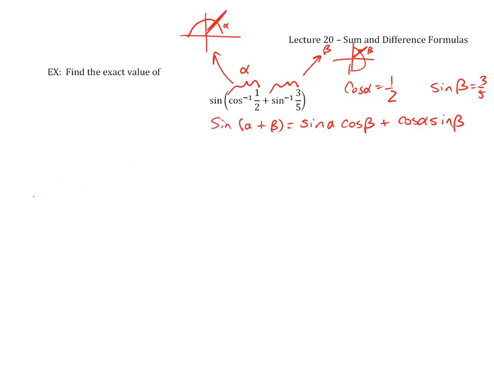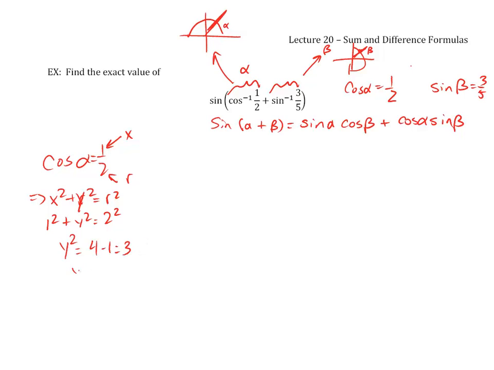Well, we go back and use the fact that if cosine of alpha is 1/2, we let the 1 be our x and the 2 be our r, which means that x squared plus y squared equals r squared. That's 1 squared plus y squared equals 2 squared. So y squared is 4 minus 1, or 3. So y is the square root of 3. And it's positive because I'm in the first quadrant.